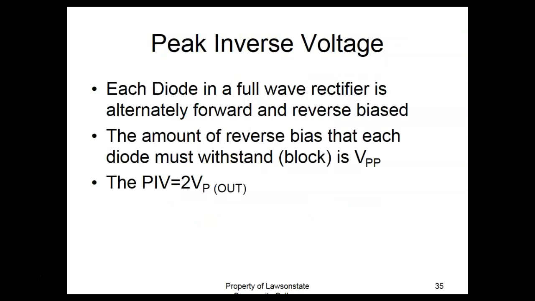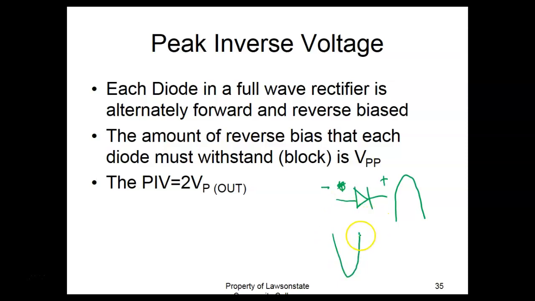Each diode in a full wave rectifier is alternately forward and reverse biased. The amount of reverse bias that each of these diodes sees. Now the problem we have is when this guy right here is positive, this guy here is negative, this guy here is positive. And instead of getting V peak over there, this guy over here is seeing this guy. This guy over here is seeing this guy.